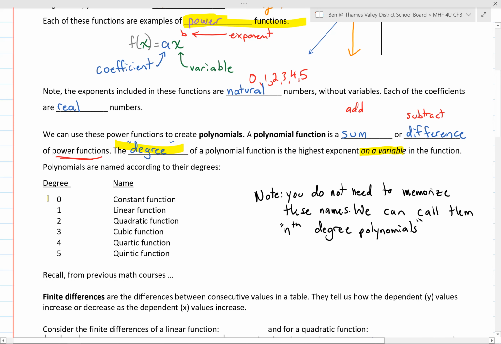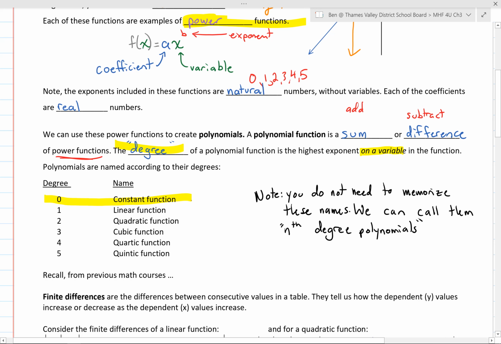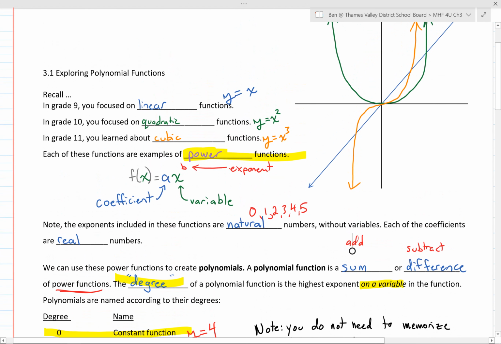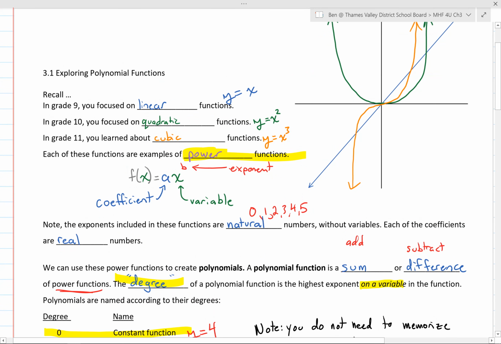Okay, so if there's a degree 0, we call it a constant function. An example of a constant function, y equals 4. Right, a constant function y equals 4, that would be a horizontal line across at the height y equals 4, right? That's just one example of a constant function, obviously.